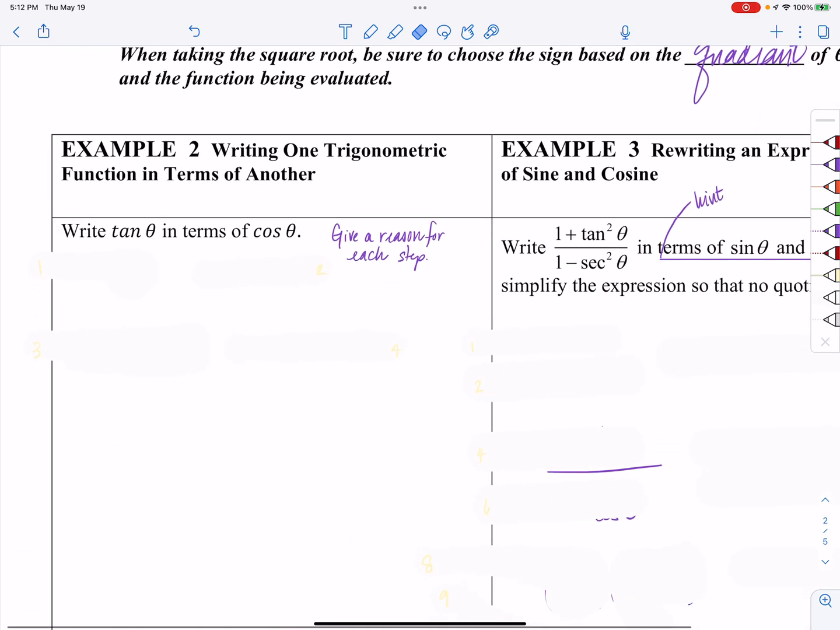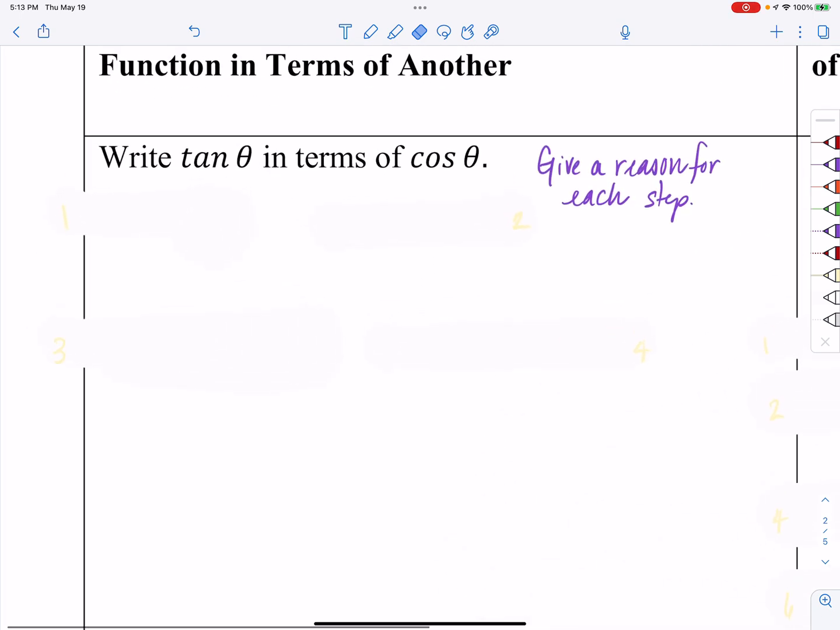All right, so we know that tangent is equal to sine theta over cosine theta. How do we know that? Well, we know that because it's a quotient identity. So what we've done here is I've taken tangent out and I've substituted what it was equal to by using the quotient identity.